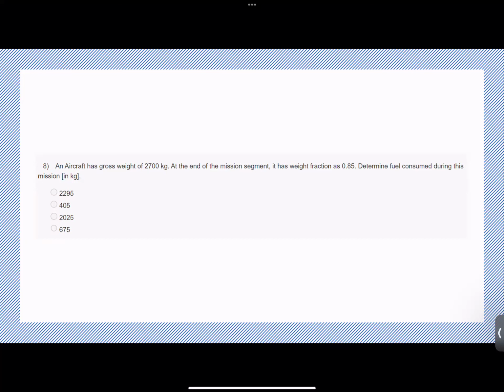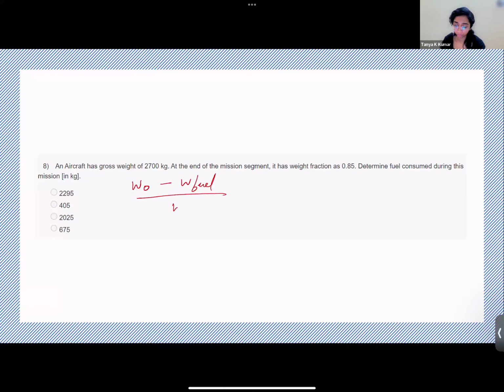$405. Okay, how did you get to that? That's the 15% of the weight. Okay, so you can just do it by taking weight fractions. You can take gross weight W naught minus the weight of fuel, by W naught, equals 0.85, correct?